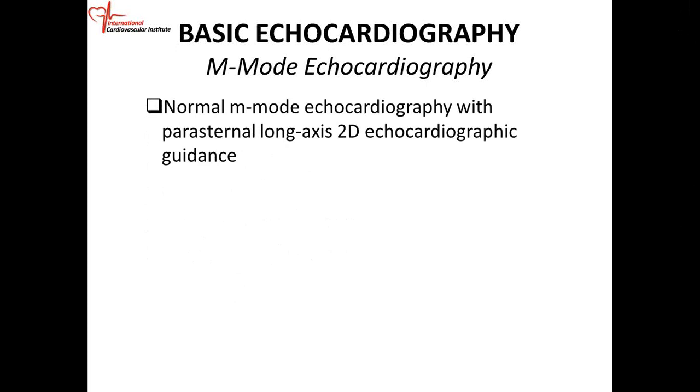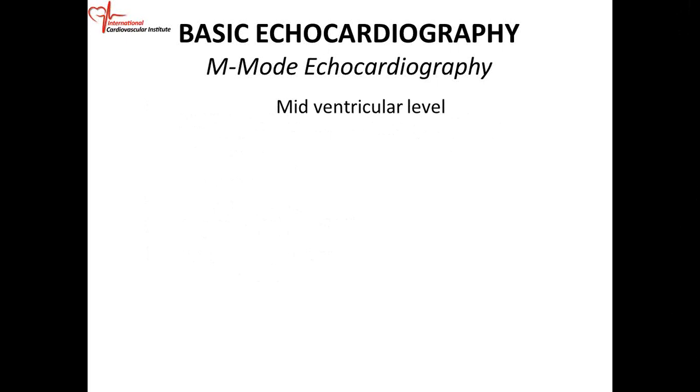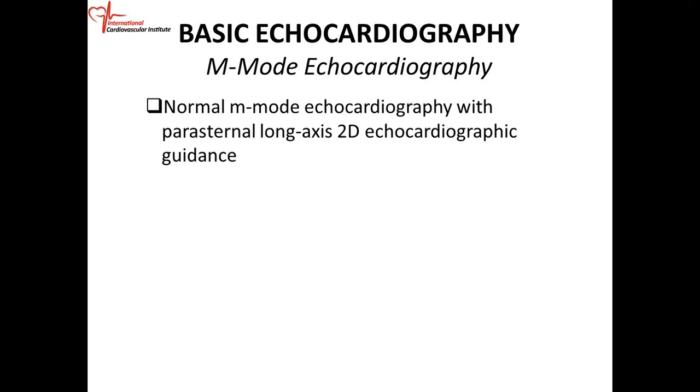Okay, so the normal M mode echo, when you do a parasternal long axis, and currently when we do M mode, it's always 2D guided. It is always 2D guided, and the importance of that is, when you're doing measurements, if you're going to measure using M mode, you have to use 2D guidance because your measurements have to be perpendicular to the structure. Okay, so it has to be 2D guided.